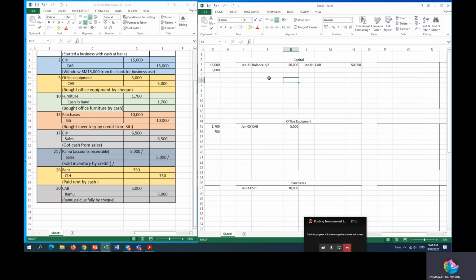After you have balance c/d, you need to have balance b/d, which would be on the first day of the following month. The following month is February.